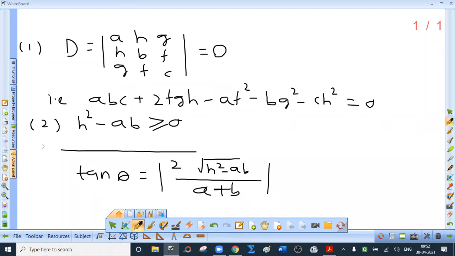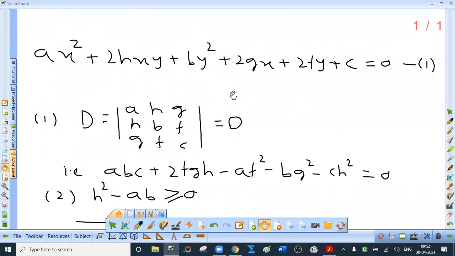Now, next part of discussion is angle between the lines represented by same equation, ax square plus twice hxy plus by square plus 2gx plus 2fy plus c equal to 0. See, the lines given by, listen to me carefully, lines given by this equation are parallel to lines given by which equation? ax square plus 2hxy plus by square equal to 0, right?